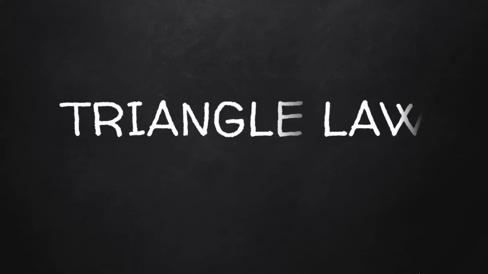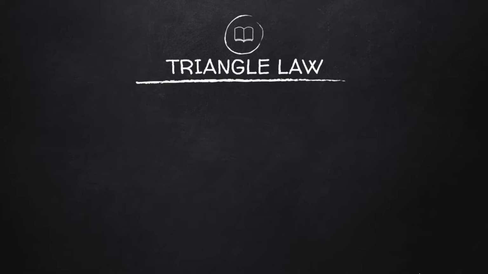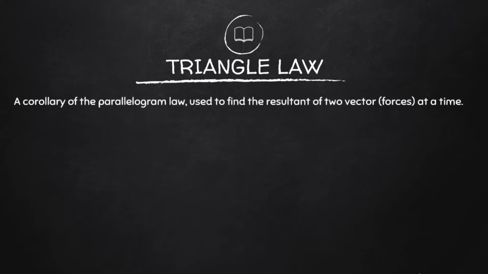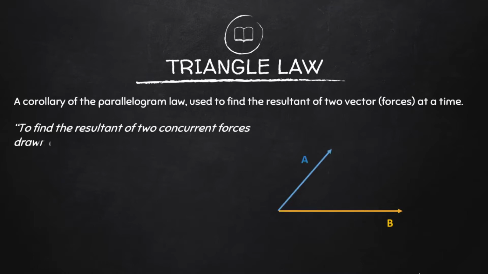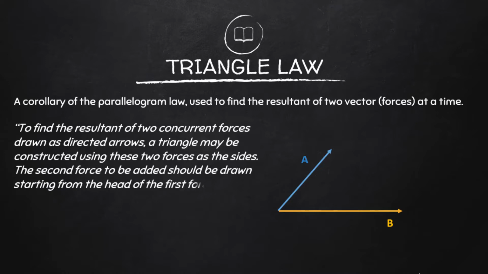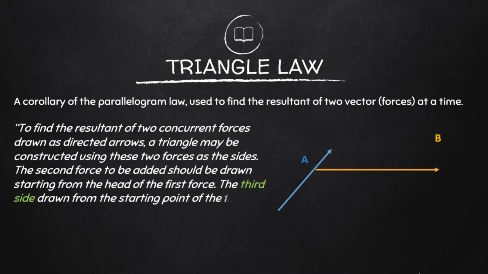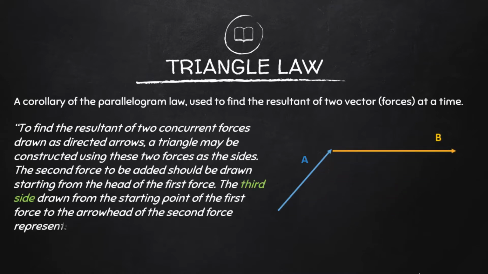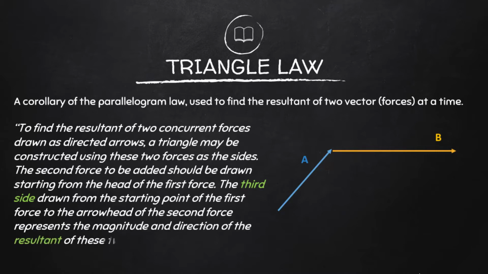The triangle law is a corollary of the parallelogram law. It is used to find the resultant of two vectors at a time. To find the resultant of two concurrent forces drawn as directed arrows, a triangle may be constructed using these two forces as the sides. The second force to be added should be drawn starting from the head of the first force. The third side, drawn from the starting point of the first force to the arrowhead of the second force, represents the magnitude and direction of the resultant of these two forces.